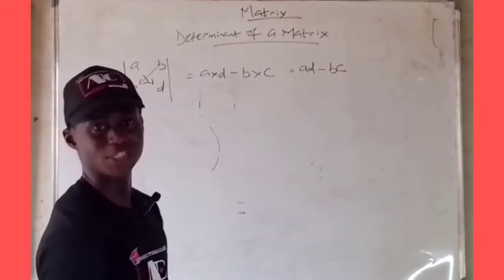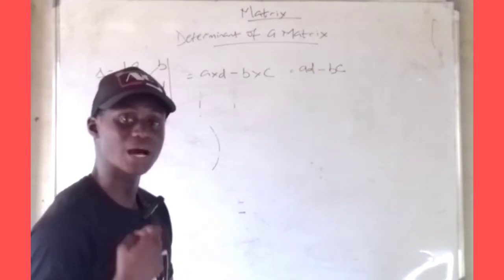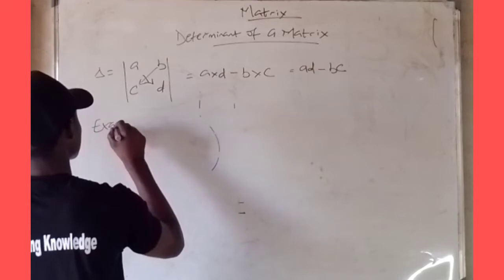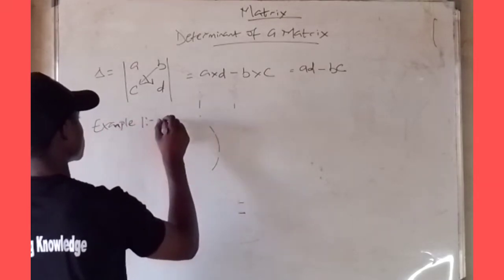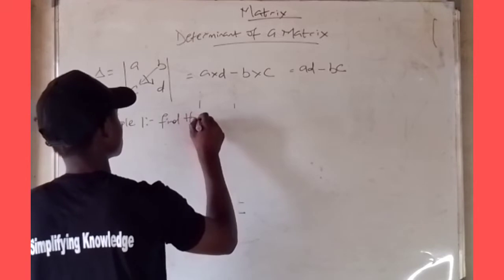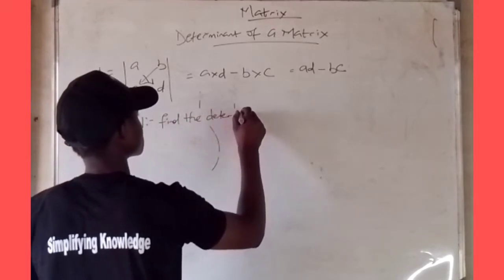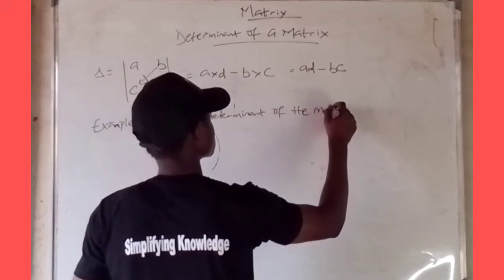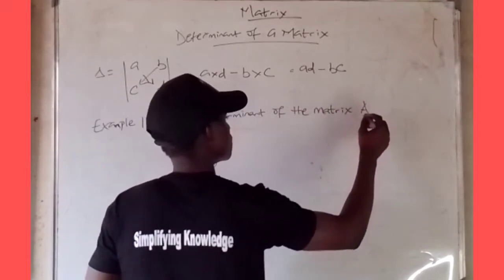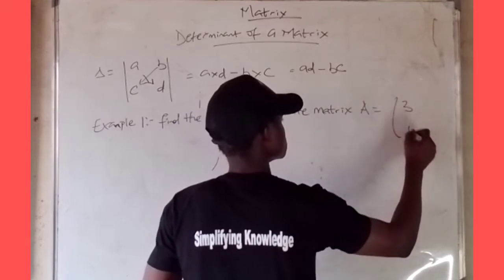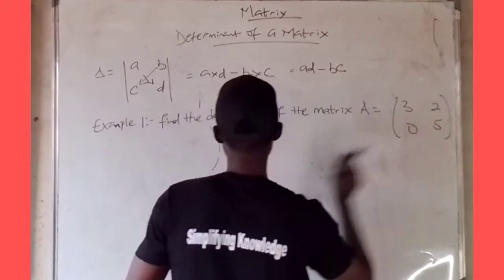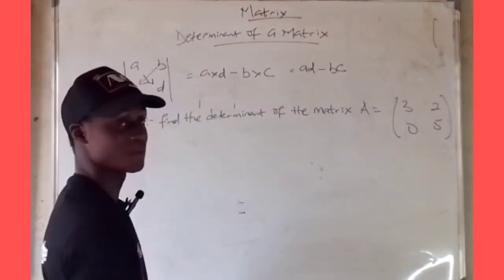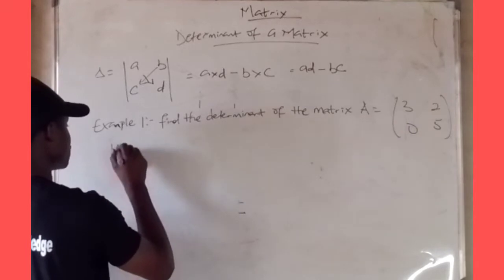So before we move on to a 3 by 3 matrix, we'll be looking at basic examples under this. For example, let's have Example 1. Find the determinant of the matrix A equals 3, 0, 2, 5. So to find the determinant of A, you'll be having A itself this way.